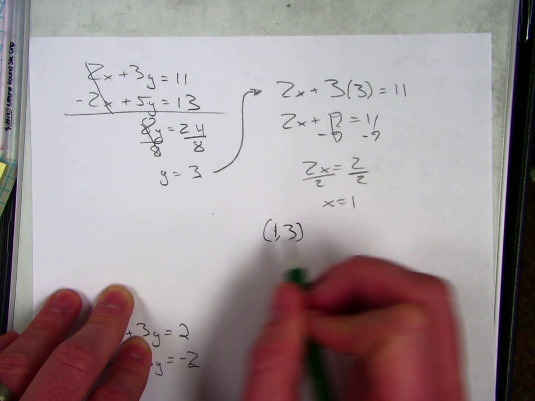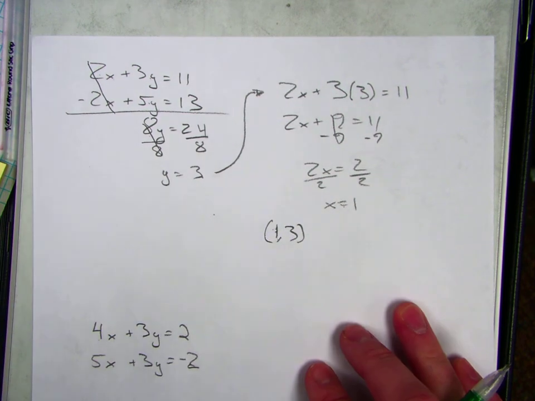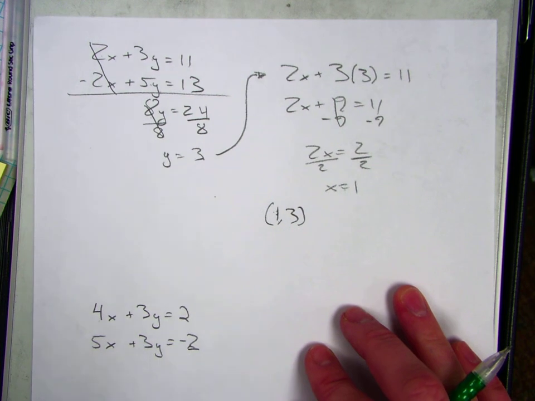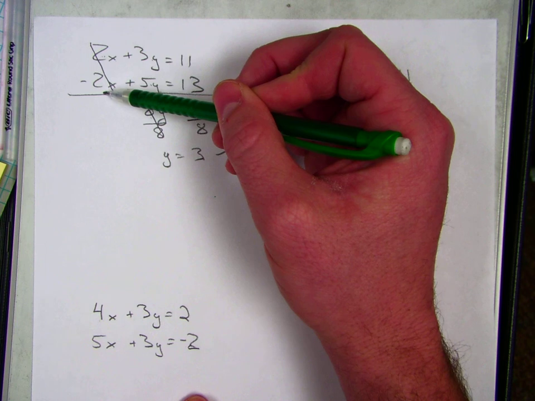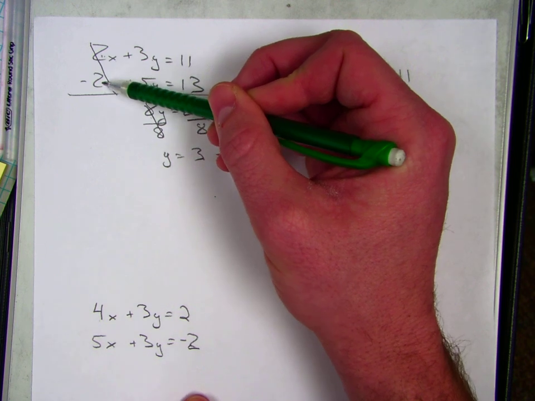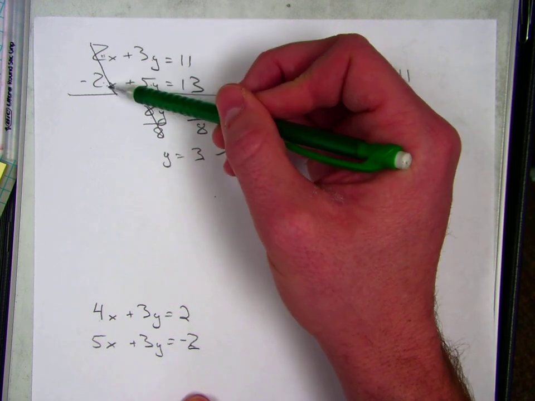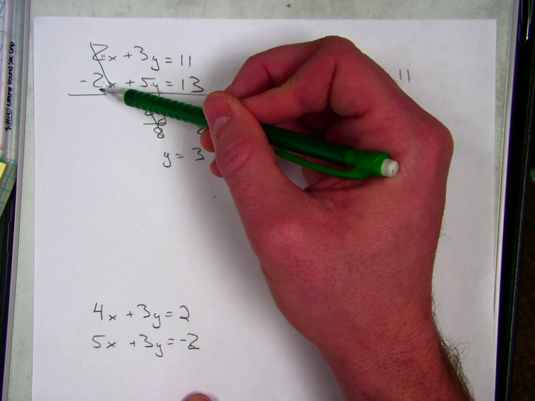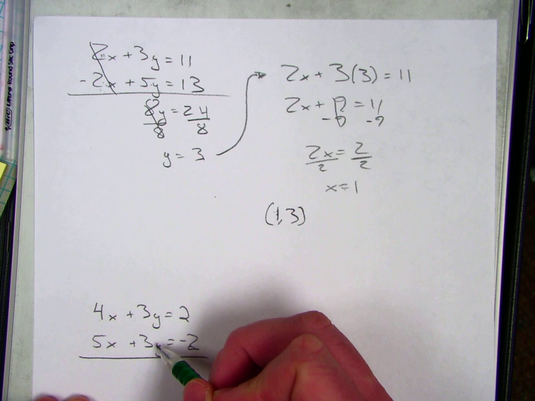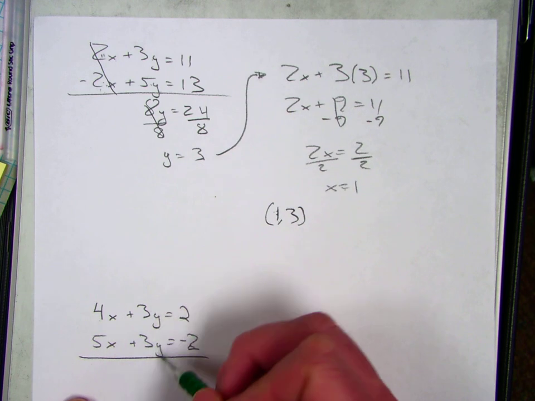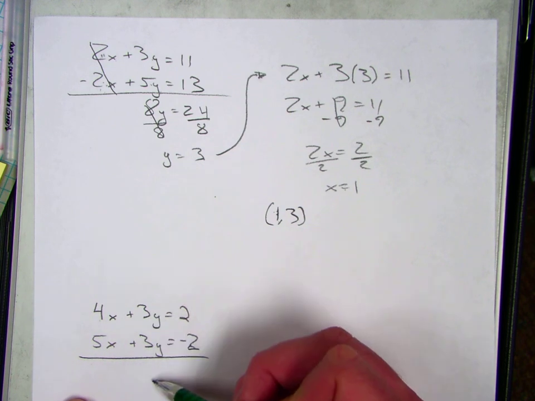Now, we're going to look at this second example. This second example is a little different because in our first example, when I added straight down, those two canceled out because they have the same absolute value, but they have the opposite signs. 2x and negative 2x add to 0. Well, if I were to do that with this second system, nothing would cancel out. I'd have 9x plus 6y equals 0. I still have two variables.